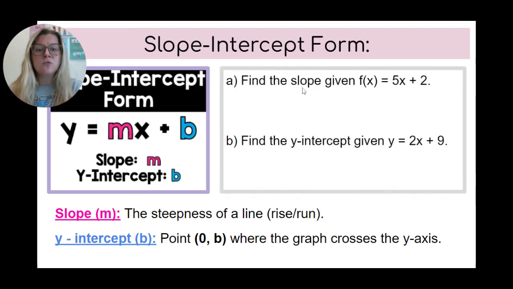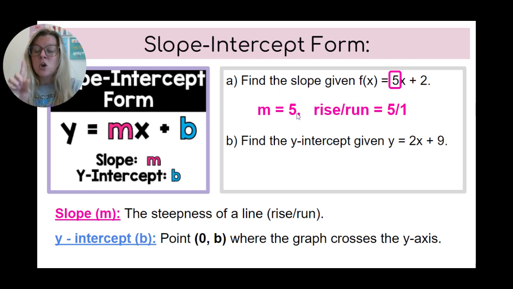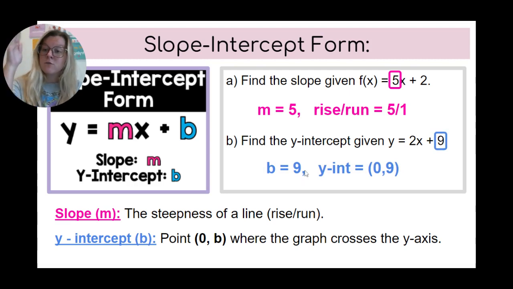So if we're asked to find the slope of this line, y is equal to 5x plus 2, again, the slope is going to be in front of the x, therefore it is 5. When I'm graphing my rise over run, if it's just a number, you can always put it over 1. So there's my rise over run. Next, our y-intercept is going to be this b value. So here, my b value is 9. Therefore, my y-intercept, which again is a point, I need x comma y, is always going to be 0 comma your b value, which in this case is 9.